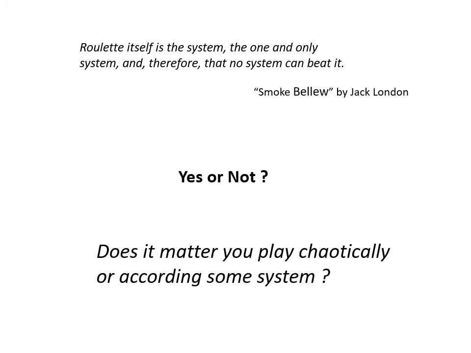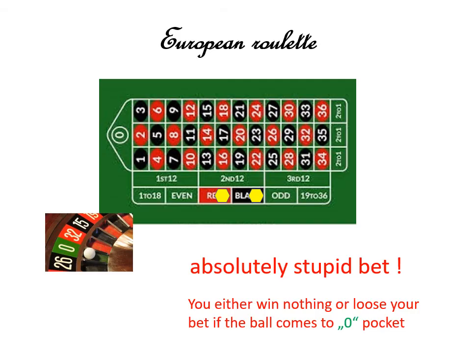Now I will come back to the quote you probably already saw in the title of the presentation. One hero of the Jack London story says that roulette itself is the system, and there are no other systems that can beat it. Well, I will not retell you the story, please read it if you still haven't. I'll just mention that generally this statement is correct. But does it mean that we should make our bets chaotically without any systems? I don't think so. And my arguments are the following.